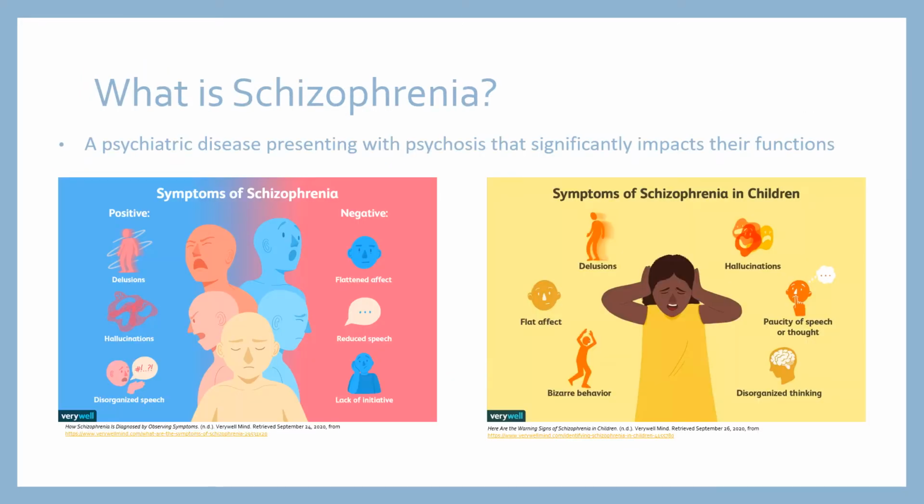Before we delve further into making this connection between schizophrenia and the eyes, it's important to know what schizophrenia is. Schizophrenia is a psychiatric disease with psychosis that significantly impacts an individual's function. And while schizophrenia as a word means the splitting of the mind, it does not mean a splitting of personality. Rather, schizophrenia describes an array of psychosis-related symptoms and behaviors.